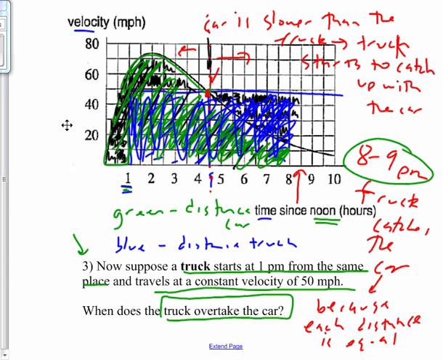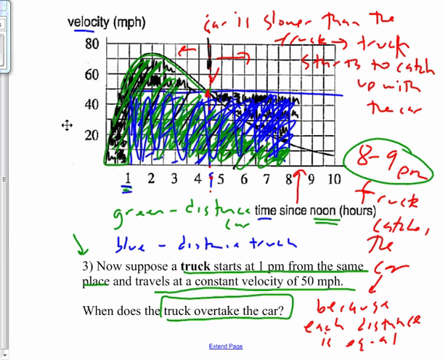Okay, so in that last problem we were thinking about a car traveling with changing velocities, and then a truck traveling at a constant velocity. And for us to think about when they have gone the same distance, what we need to think about is when is the area under each of those respective curves the same.